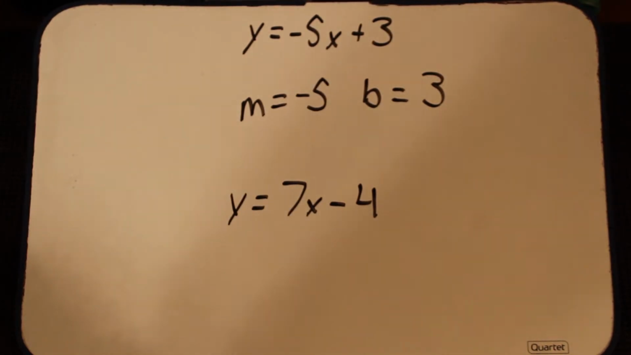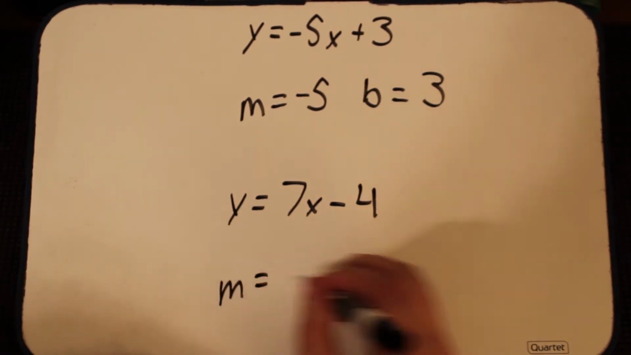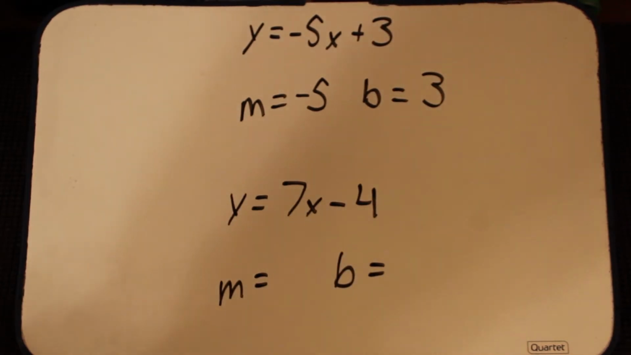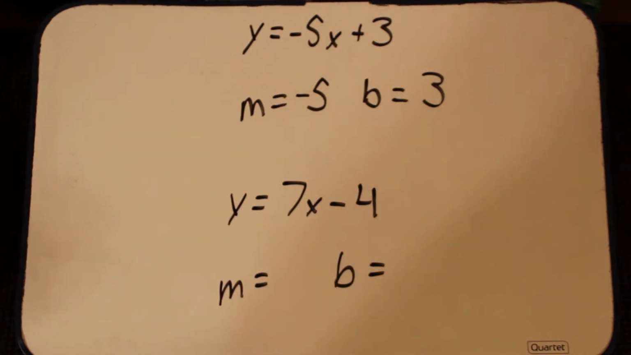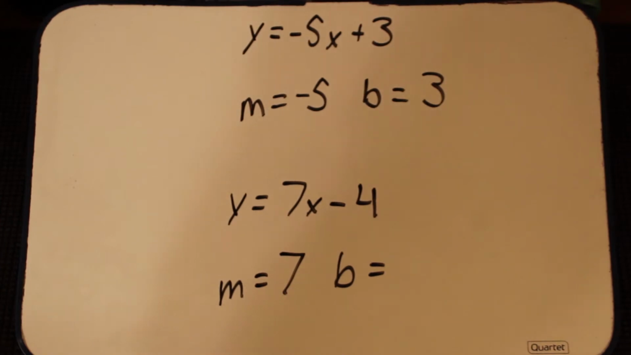So here we have y equals 7x minus 4. I'm going to write my slope variable and my y-intercept variable. And it's the same process as the one that we just did right here. 7 is next to the x, so that would be our slope. So our slope is 7. Our y-intercept would be -4.